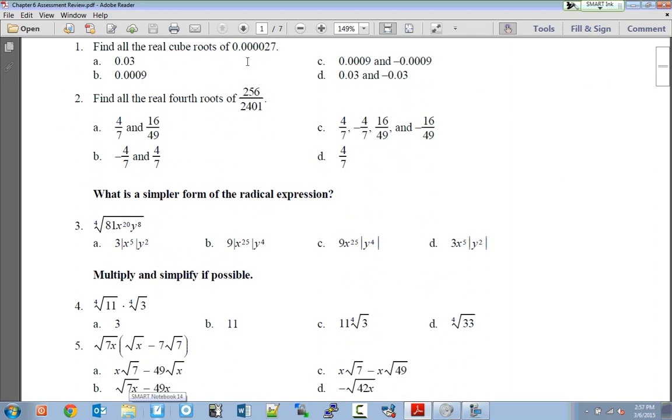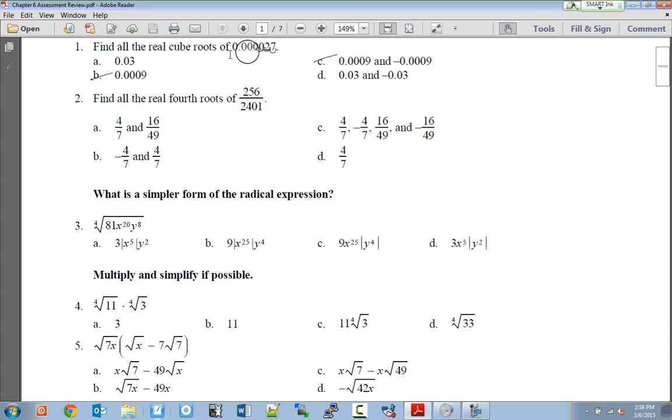Well, the easiest thing to do is this. First off, start by counting the number of decimal places. We have 1, 2, 3, 4, 5, and 6. We have 6 decimal places, which means our final answer, since we're taking the cubed root, is going to be 6 divided by 3, which is 2. So our final answer is only going to have 2 decimal places in it. So we can rule out those 2 right there.